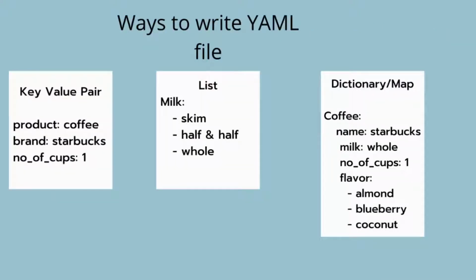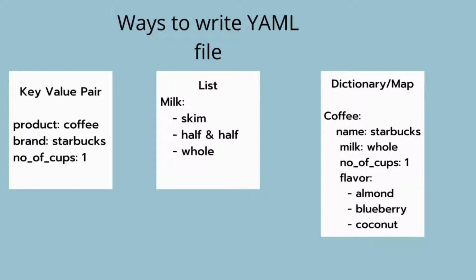Now let's understand the ways to write a playbook or a YAML file. We have three ways in which we can write a YAML file. The first one is the key value pair. If you see on the screen, on the left hand side we have a key and on the right side we have a value. In this case, we have a key called product, and product has a value called coffee. Similarly, we have the key called brand, and the value is Starbucks. And the last one is number of cups, and the value for that key is 1.